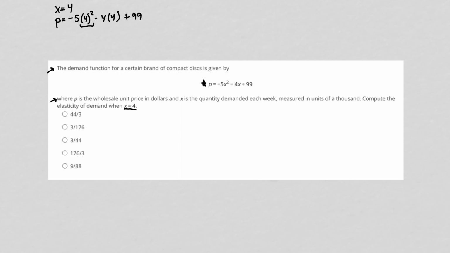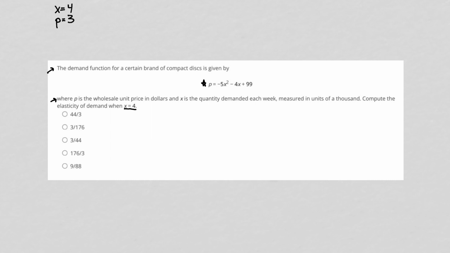4 squared is 16 times negative 5 is negative 80. So that becomes negative 80, minus 4 times 4, so that becomes minus 16 and plus 99. Negative 80 minus 16 is negative 96, and negative 96 plus 99 is equal to 3. Okay, so I'm going to erase all that now and just write here that P is equal to 3.